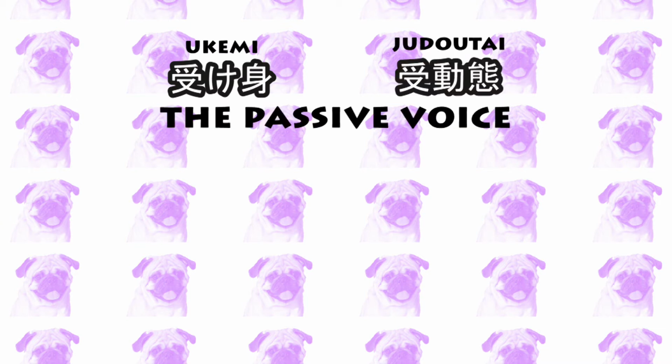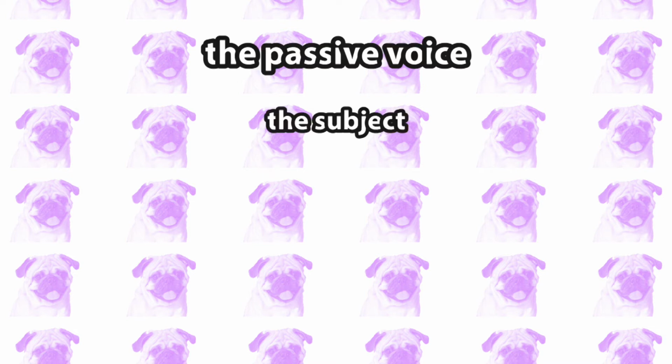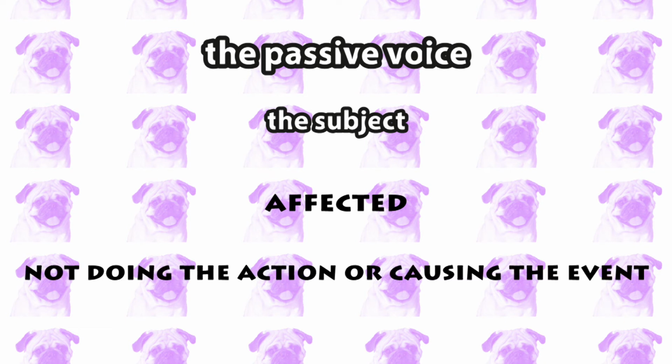Part 2. The first use of reru and rareru is 受け身 or 受動体 or the passive voice in English. You are likely to know this use already, so I am going to be brief. In the passive voice, the subject is usually affected by an action or event described in the sentence in question, as opposed to the subject doing or causing the action or event, respectively. Let's look at one example.